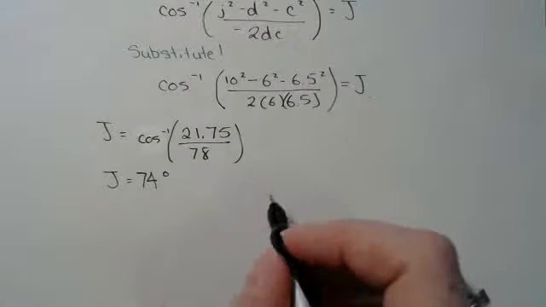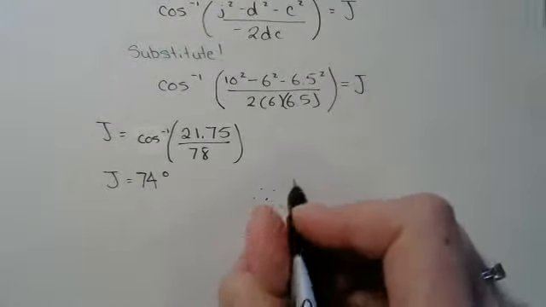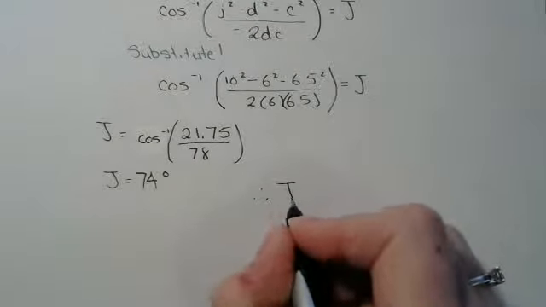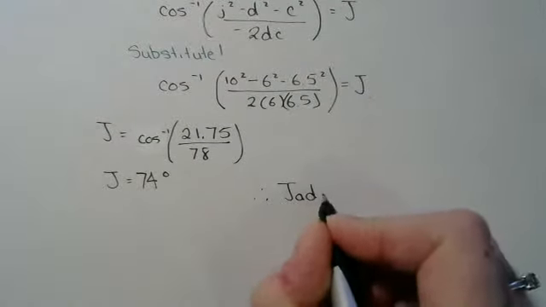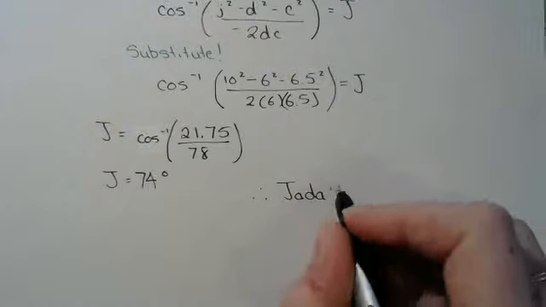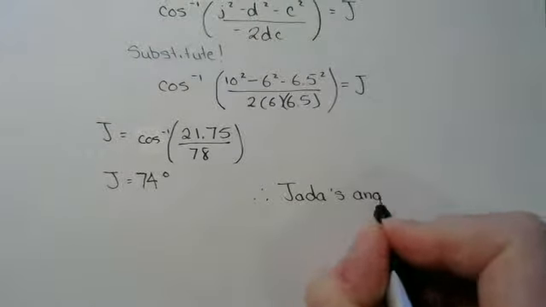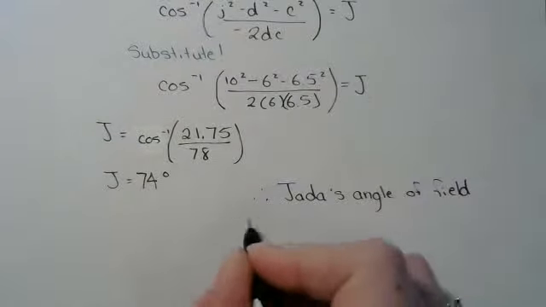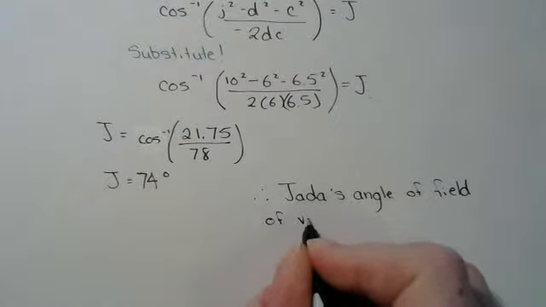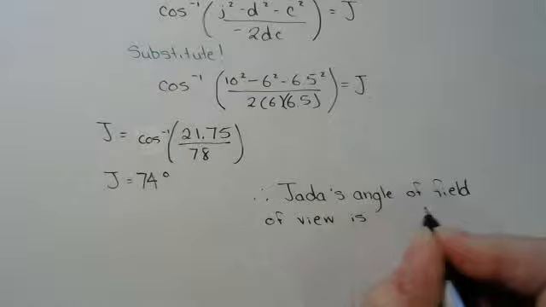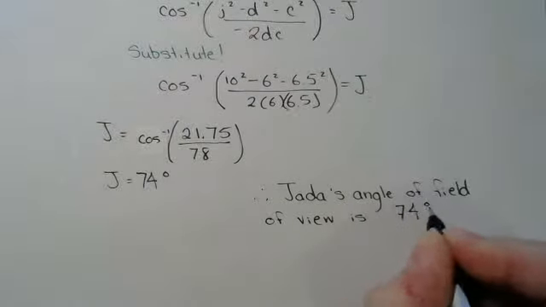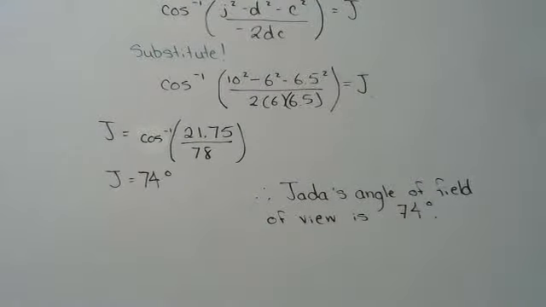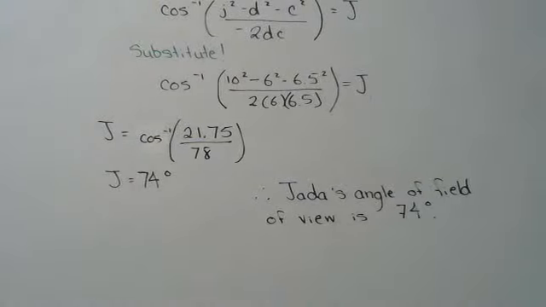Okay. So therefore, Jada's angle of field of view is 74 degrees. And you're done. You have your angle of field of view, double check that you've done everything, and that's how you find the angle.